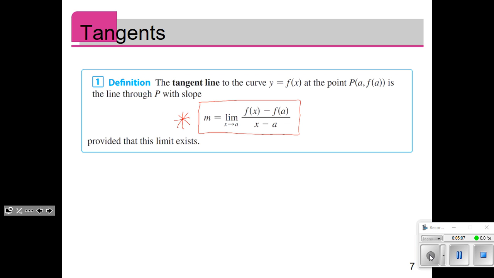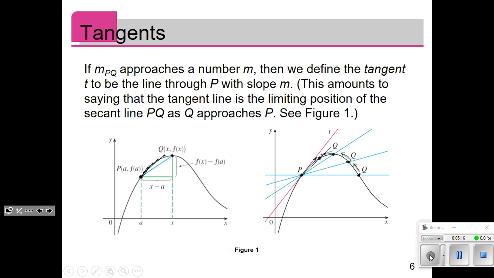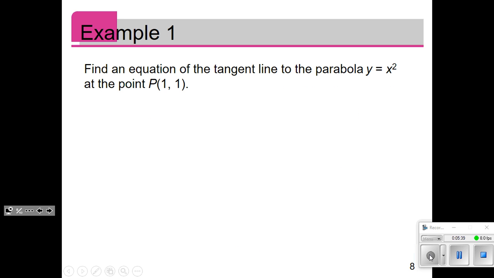Again, slope formula: y2 minus y1 all over x2 minus x1, provided that the limit exists. So what they're saying is, as this x value, this would be my a value, this would be my x value, as x approaches a. That's what that limit is saying, as it gets closer and closer to a. That's how we find the slope of our tangent line. So that definition is extremely important.